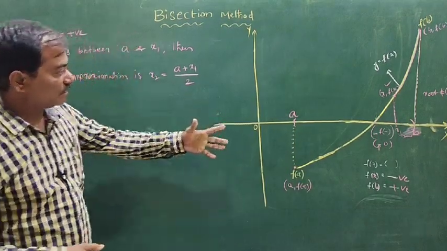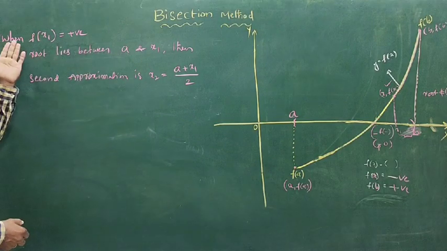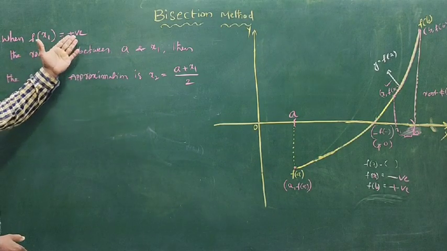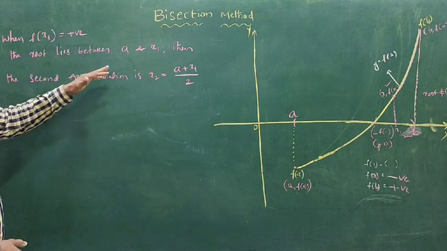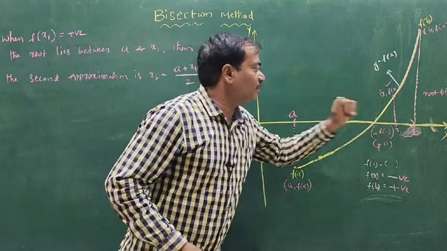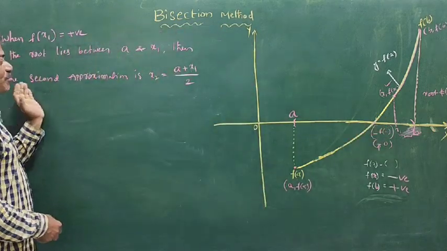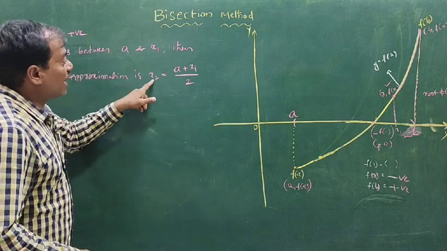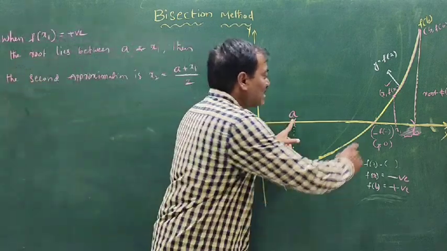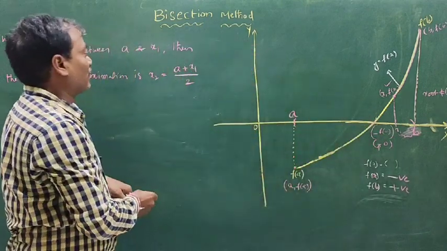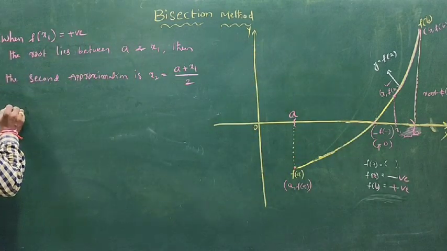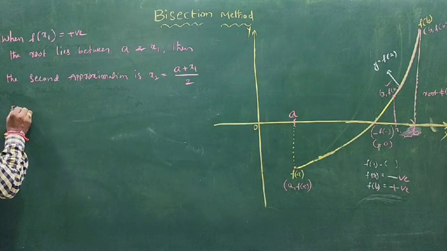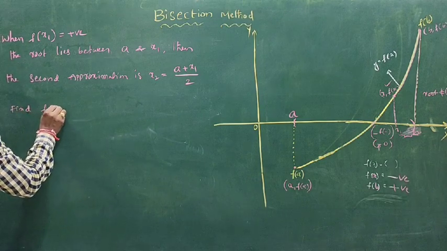Now the same we have to write here. When f of x1 is positive, the root lies between a and x1. Then the second approximation is x2, and this x2 is (a plus x1) by 2. Now we have to calculate or find f of x2.